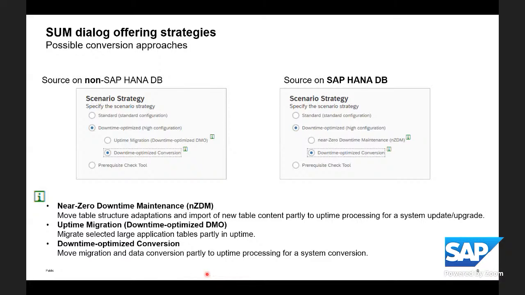By the way, a short side remark: in this dialogue on the scenario strategy, you may as well use the prerequisite check tool. The prerequisite check extended tool is offered here as well. So that's another good idea to consider. But this is not related in particular to downtime optimized conversion.